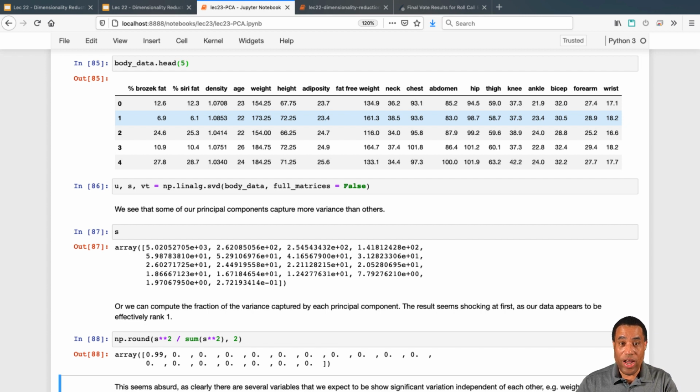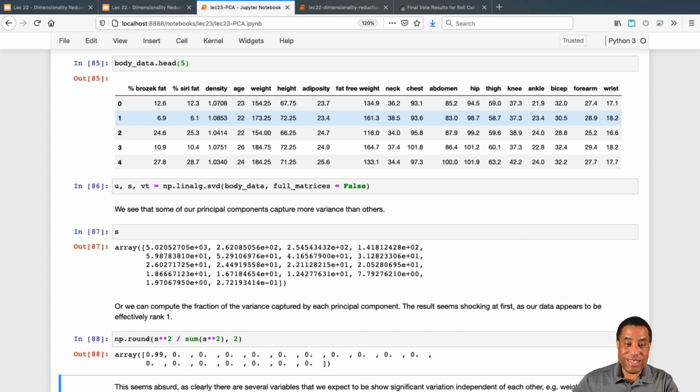Age and weight, or age and density, are relatively independent attributes in our data set, so our data set could not be completely characterized by a rank 1. It doesn't make sense. So what's going on here? Think, what did I tell you? If the results you get from doing singular value decomposition don't make sense, what did you forget? Or in this case, what did I forget?